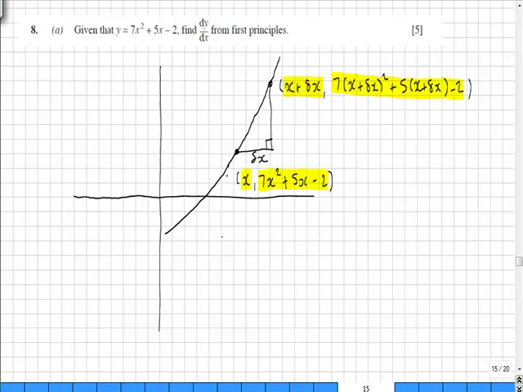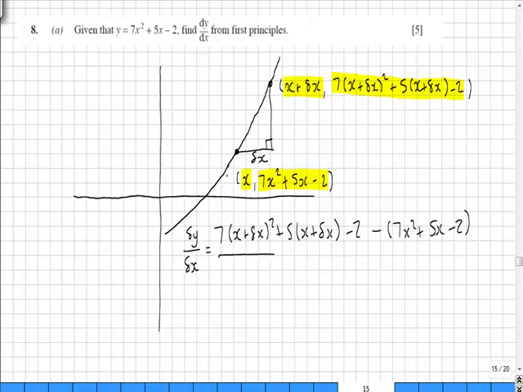We then treat this section of the curve as if it was a straight line, in fact a right angled triangle, and then we can obviously write the gradient as being the change in y over change in x, delta y over delta x. Change in y will be 7(x plus delta x) squared plus 5(x plus delta x) minus 2, subtract 7x squared plus 5x minus 2, all over our change in x, which we set as being delta x.